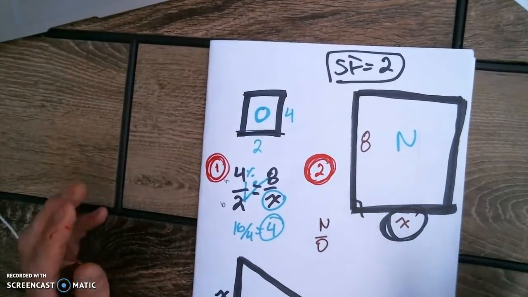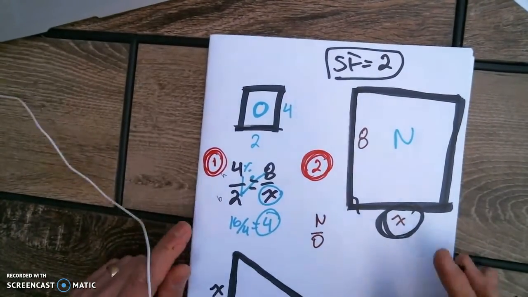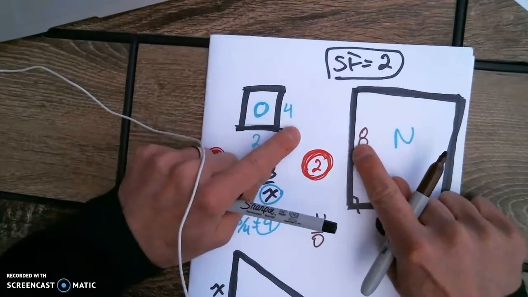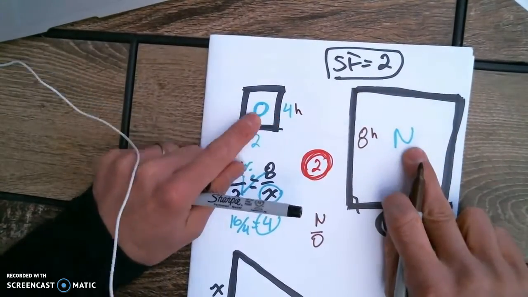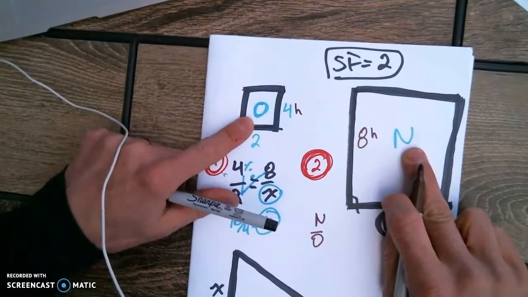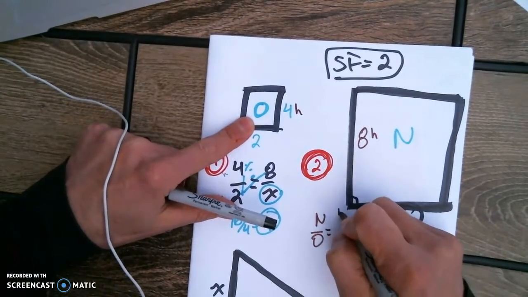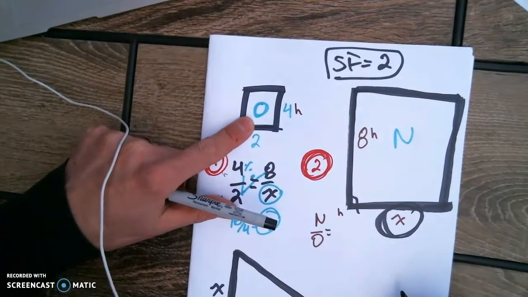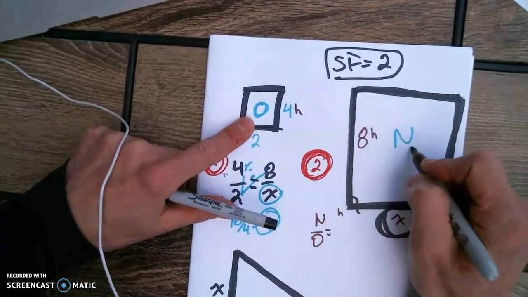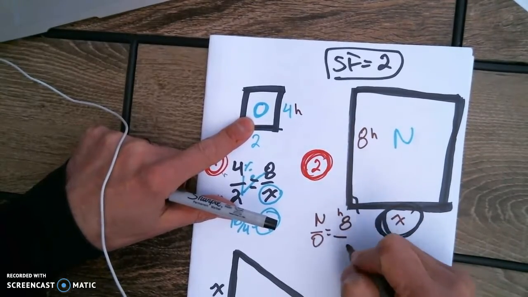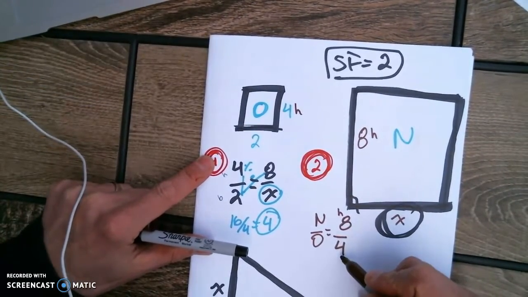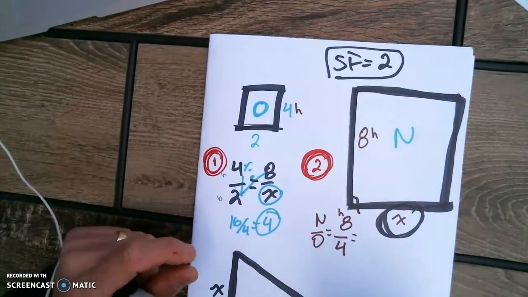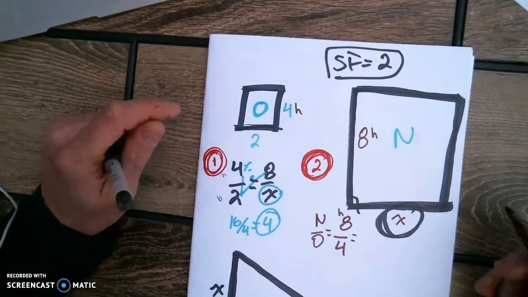Now I have to decide what I'm going to compare. So this one here, I know I both have the height. The height of this is 4. The height of my new shape is 8. So I'm going to compare the height between the shapes. So my new one on this side is going to be 8 over 4. Now right away from fractions, I know 8 divided by 4 is 2. So that's right. Okay, I can see that one in this.